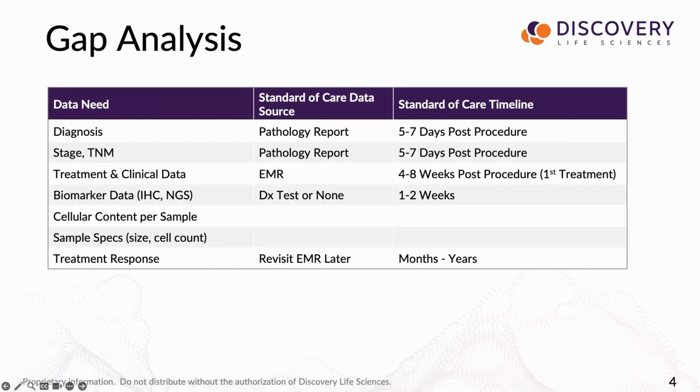So listing out the data needs of researchers on the left, some of those data needs can be filled by that data from the standard of care, the path report, the medical record, if there were diagnostic tests. But there's a gap. Researchers need to understand the cellular content of each individual sample and the specifications of each individual sample. And that's a need that isn't shared with clinicians focused on patient care. So we need to come in as a biobank with strategies to fill that gap.